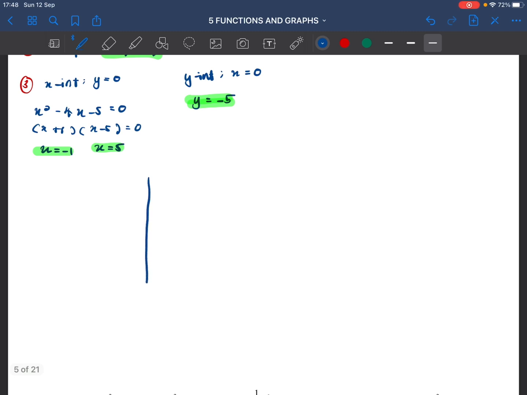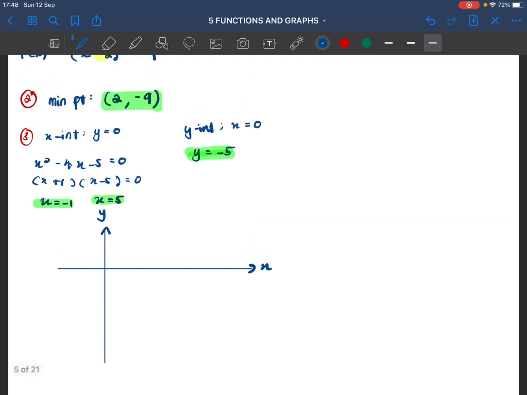Okay, so we draw the axis. Make sure, remember I said that when you draw the axis, immediately write x and y. The first thing we have to plot is our minimum point. So we have 2 and negative 9. 2 and negative 9 here. So here is your minimum point. This is 2, negative 9, our minimum point.